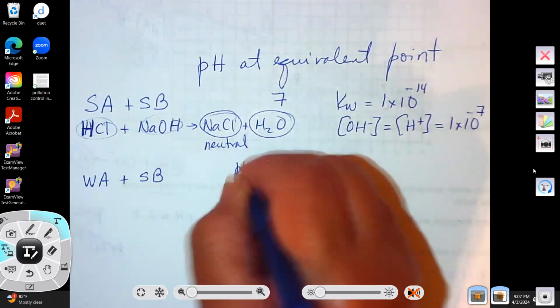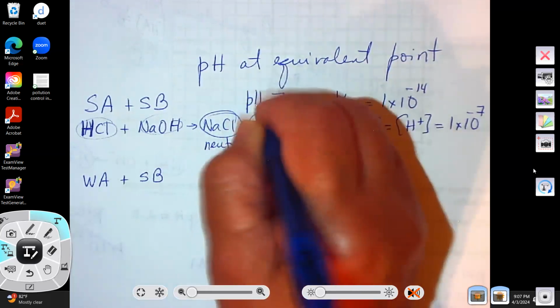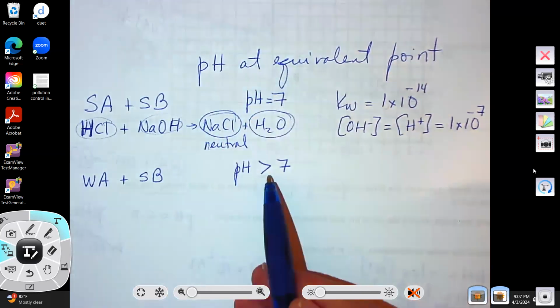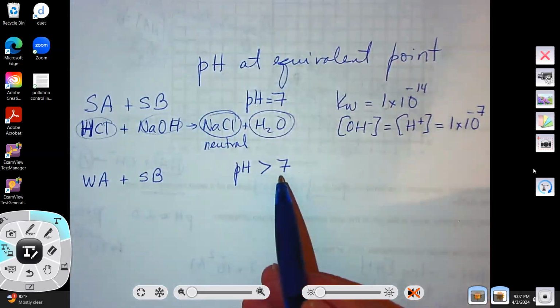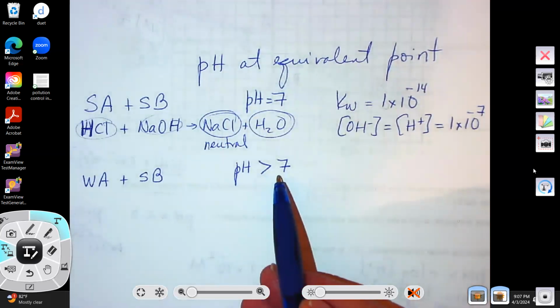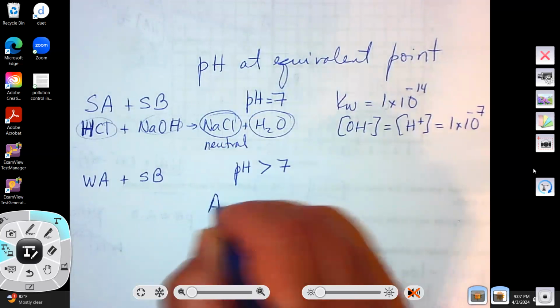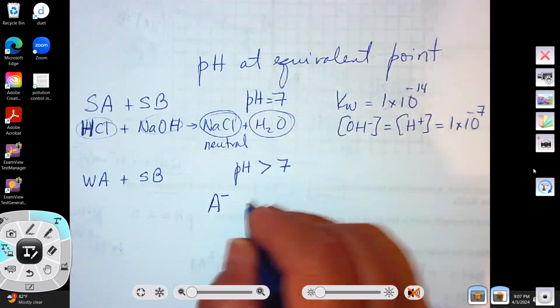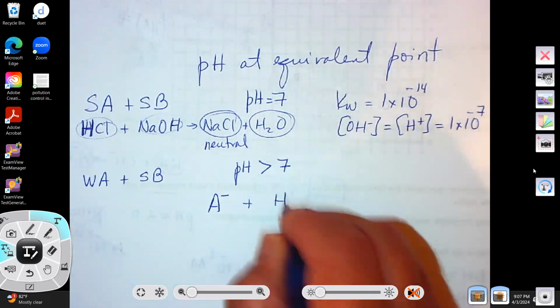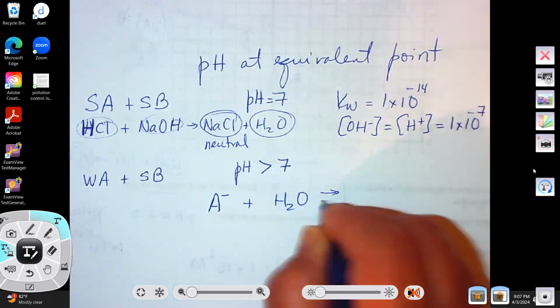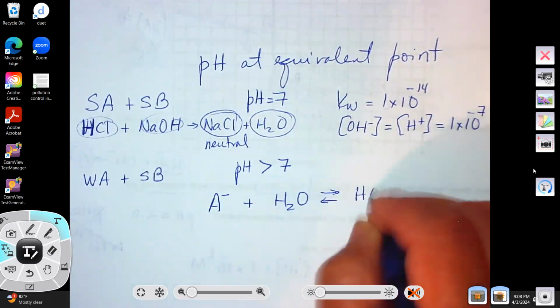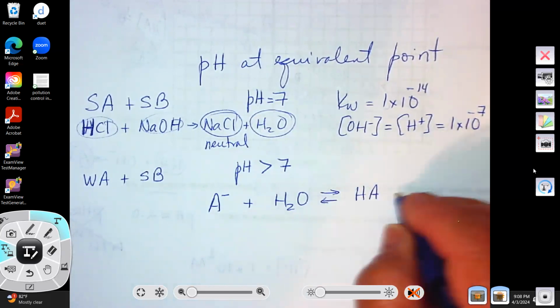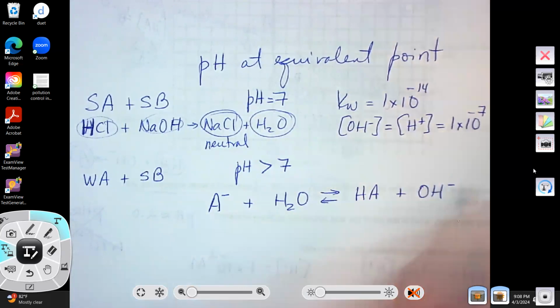pH will always be greater than 7. Here, pH is going to be 7. Here's going to be greater than 7. And the reason for that is because at the equivalence point, the conjugate base of the weak acid, which is the only thing present, is going to experience basic hydrolysis, which means it's going to rip the hydrogen from water, forming OH minus. And because of that, the pH is greater than 7.